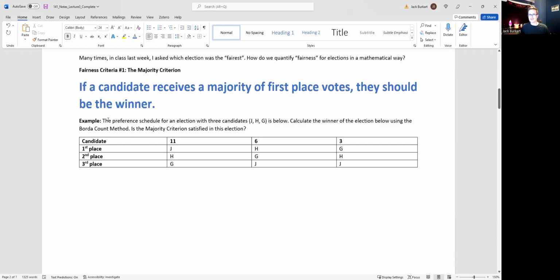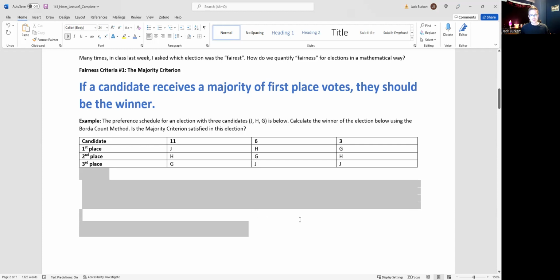And here what I'd like to do is consider the following example. So right here, I have a preference schedule for an election with 3 candidates. I have J, H, and G. And what we'll do is calculate the winner of the election using the Borda count method. I want to ask, is the majority criterion satisfied in this particular election? So we've already done some calculations of the Borda count. So if you want to pause and try to calculate and compare your results to mine, that's fantastic. But I'm just going to move on and unveil the results for this particular election right here.